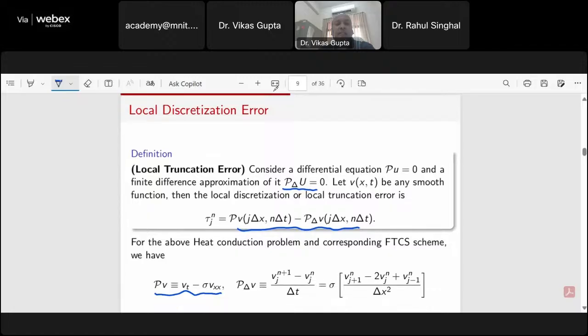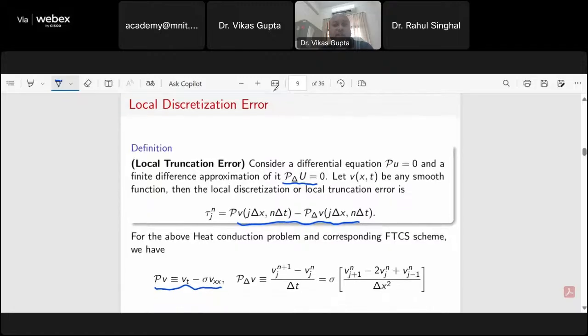So for the discussed heat conduction problem, our differential operator P is defined by V_t minus sigma V_xx, and the corresponding difference operator P_delta V is (V_j^(n+1) minus V_j^n) upon delta t equal to sigma times (V_(j+1)^n minus 2 V_j^n plus V_(j-1)^n) upon delta x square.